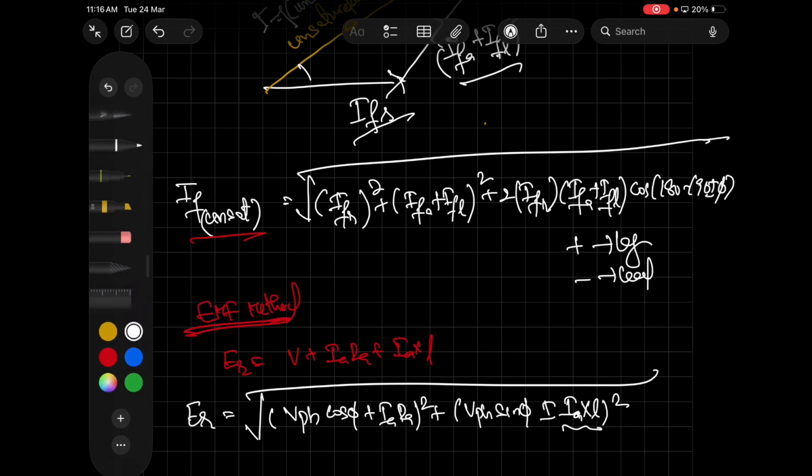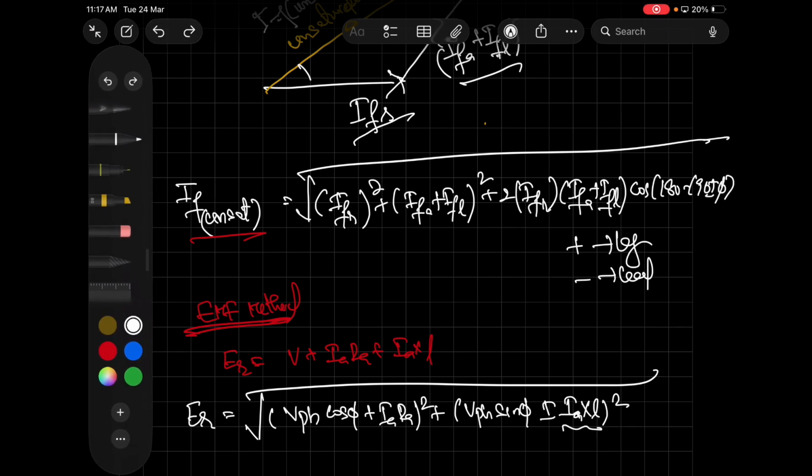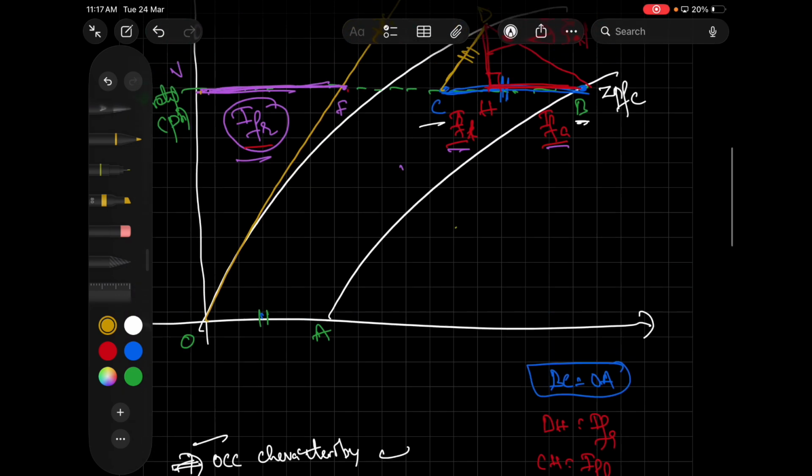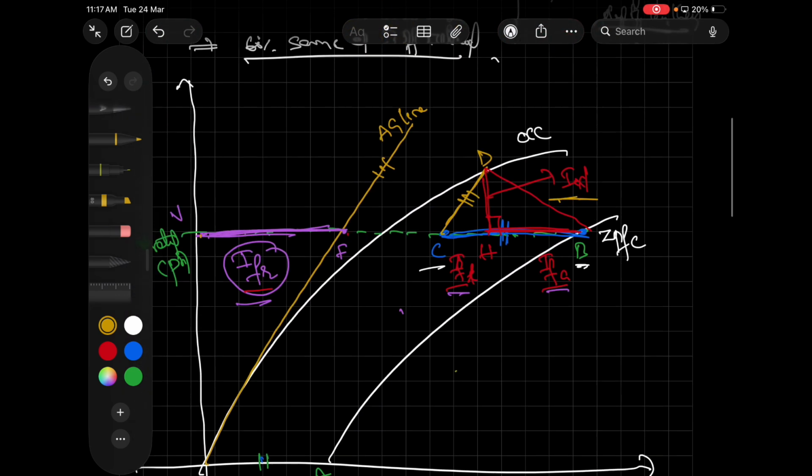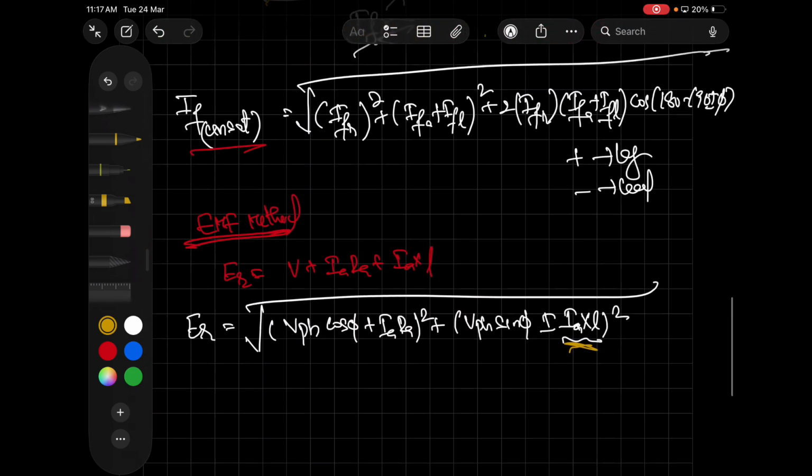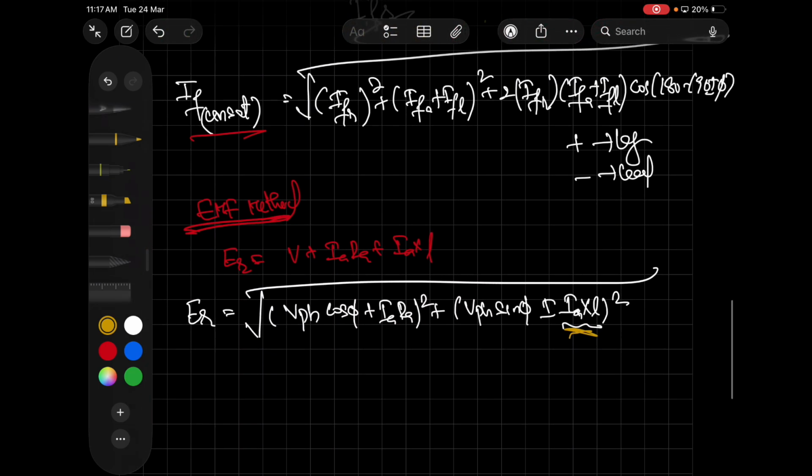Where can I get this IA XL length here? From this, like the DH length here. From the DH length I can get this length. Just make the changes here. Okay, so from this, the ER length I can calculate by using the EMF method: V phase cos phi plus IA RA whole square plus V phase sin phi plus or minus IA XL whole square, where plus stands for lagging and minus stands for leading here.